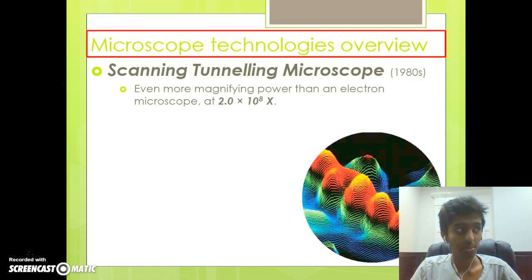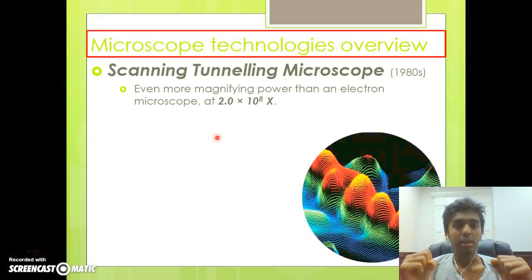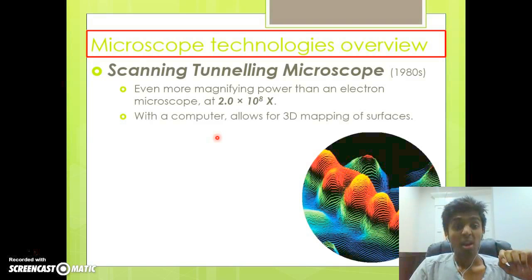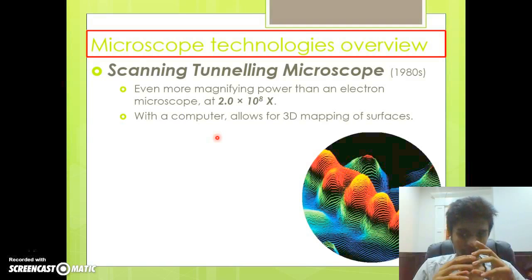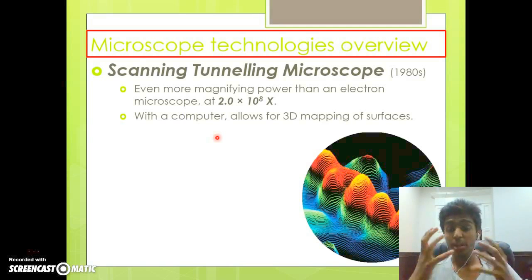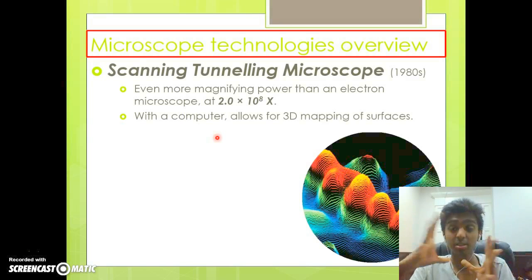Finally, there's one last type of microscope. Now this gives you even greater magnifying power than an electron microscope, and it's 2 times 10 to the power of 8 magnification. And with a computer, it allows for the 3D mapping of surfaces. So this is how projects such as the Human Genome Project and other projects were conducted. We actually get a 3D structure of the proteins and the surfaces and the antibodies, etc.